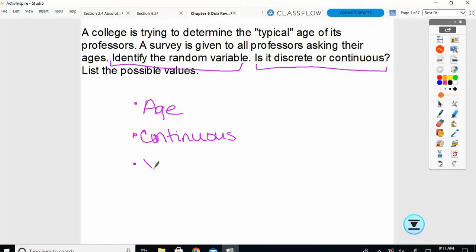What would be my possible values? Anything greater than or equal to 0. Now in practicality, are you going to have a college professor with an age of 0? No, but is there a rule that says how old a college professor has to be? Not really, so for our purposes, this is sufficient. Okay.